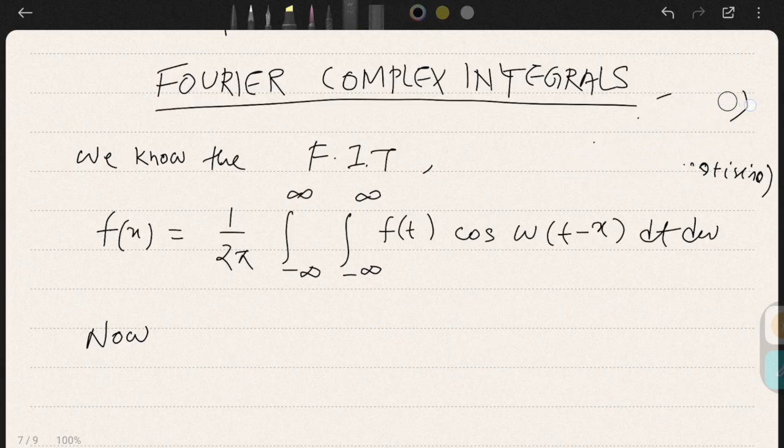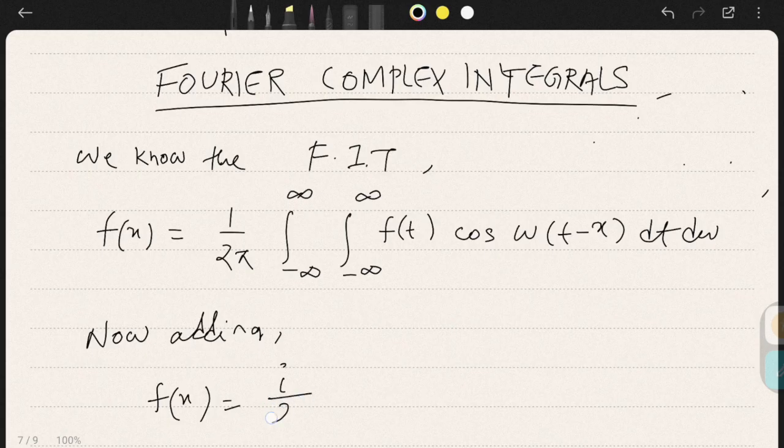So we need to add something. Let's do it. But whatever you add, the Fourier integral theorem formula remains the same. So you can only add 0, actually. So let's add 0 in a different way.